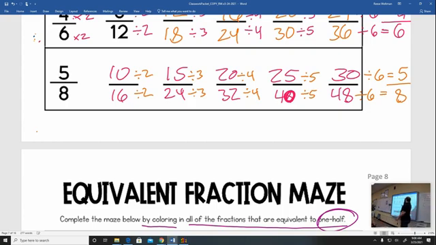Okay. So then, what times 5 is 10? What times 8 is 16? Okay. What times 8 is 48? You sure? 6. Okay. Does that make some sense?